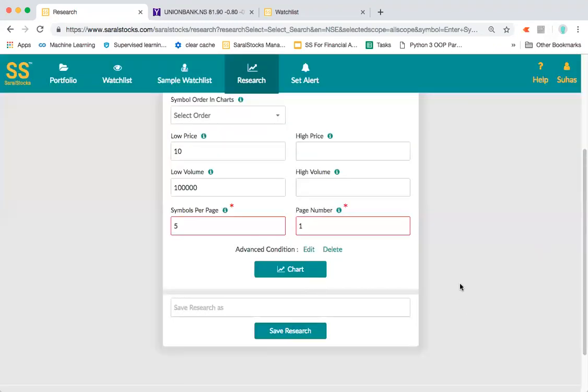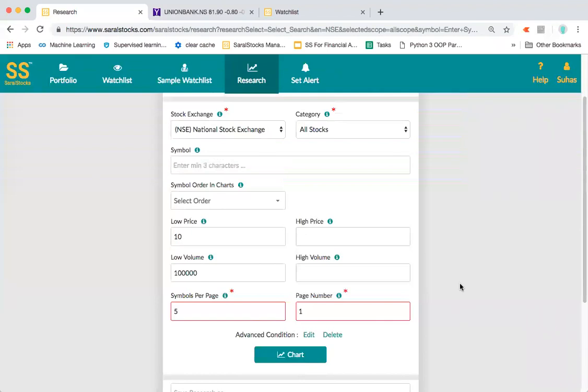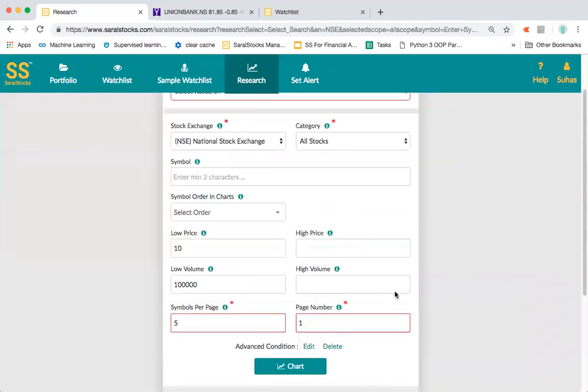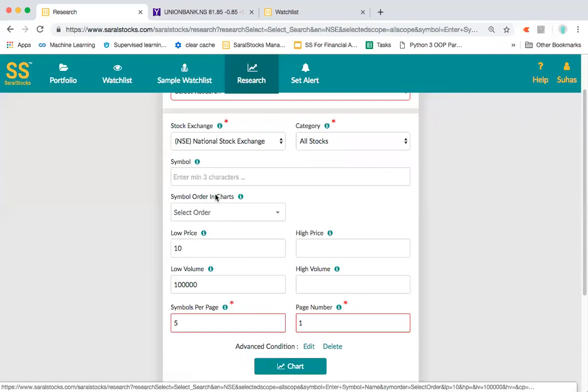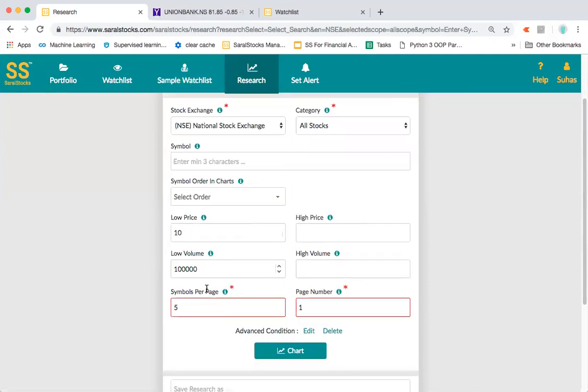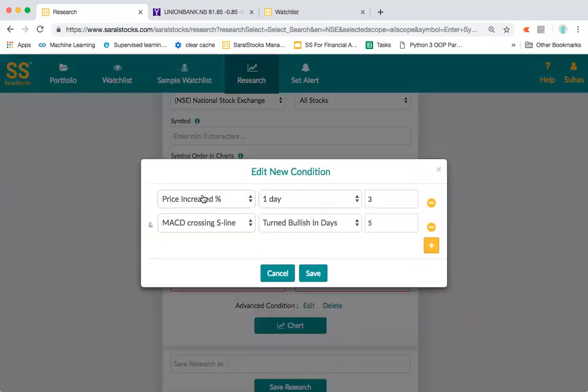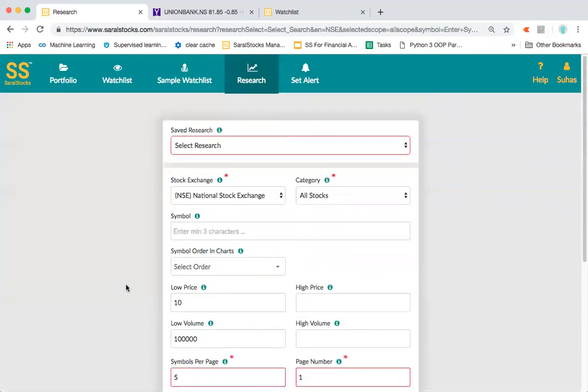Okay. And now I want to save these parameters for future. But before I do so, I want to also explain one more point here. See this symbol order in charts button? What this is saying is, when I select the stocks that are matching the criteria of low price, the low volume, the price growth, and the MACD, if I find n number of stocks, I want to see them in certain specific order in my chart for me to make a quick decision.